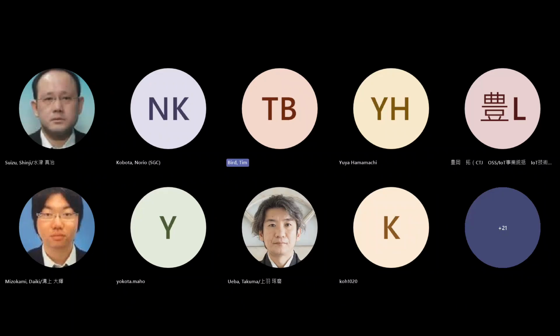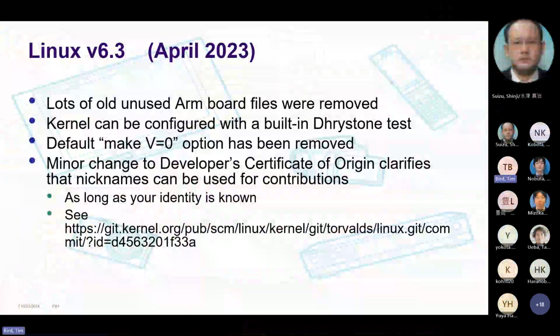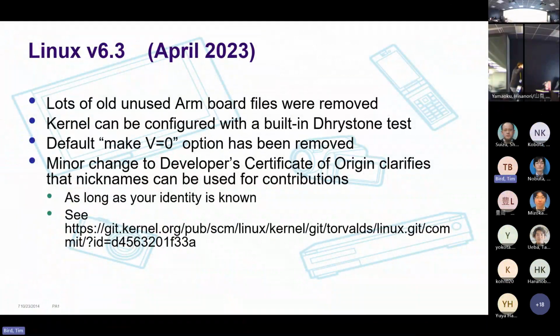option has been removed. So if you upgrade to 6.3, you'll see a lot more warnings. Or actually, the goal is to have people remove all the warnings, the compiler warnings. So that's the purpose of making this change.